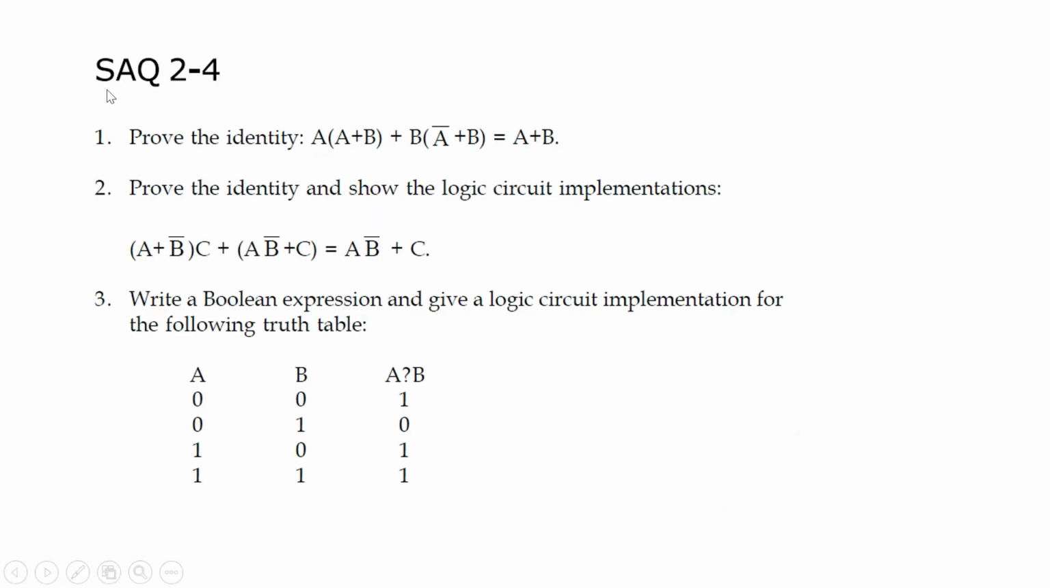So here is another self-assessment question. You try to prove the identity, this one. But I think we have already solved this one, but you can check again on your own. This one is another identity. You try to draw the logic circuit, practice, okay? And this one is the truth table, another logic circuit implementation. By the way, if you are given the truth table, all you have to do is check the outputs that are one.